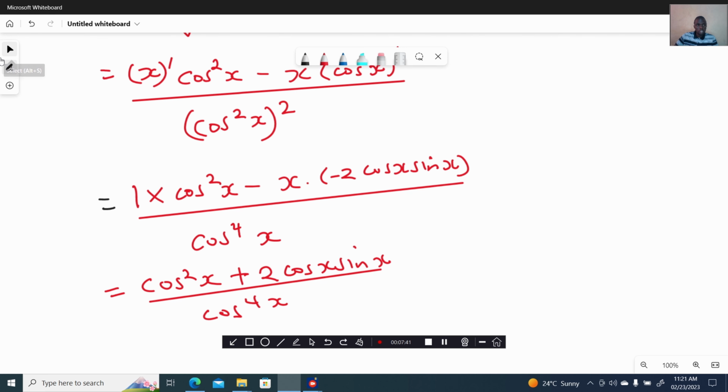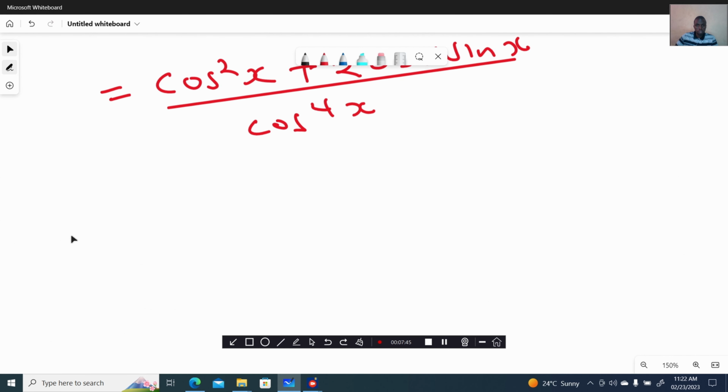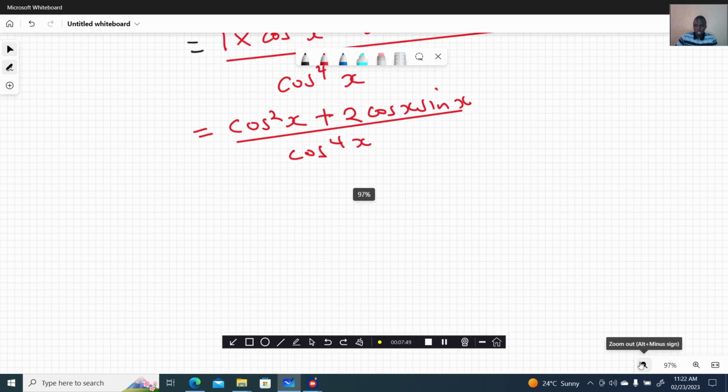So in this case, what you can do, okay, it has been zoomed a bit. Let me just reduce the zooming.